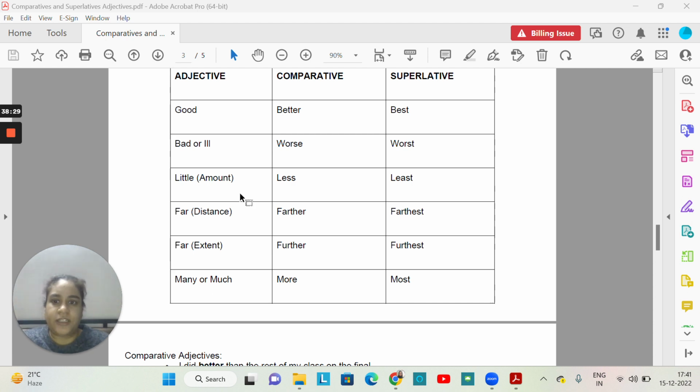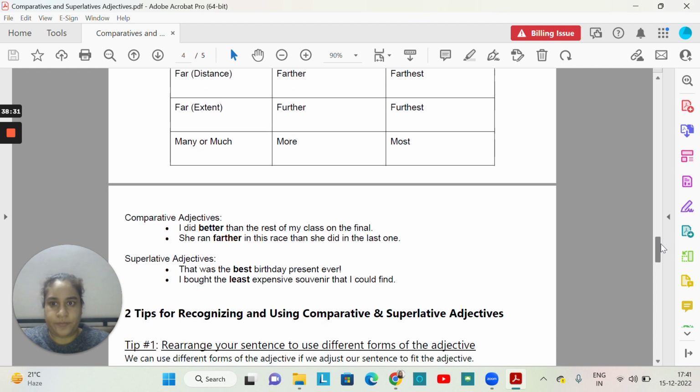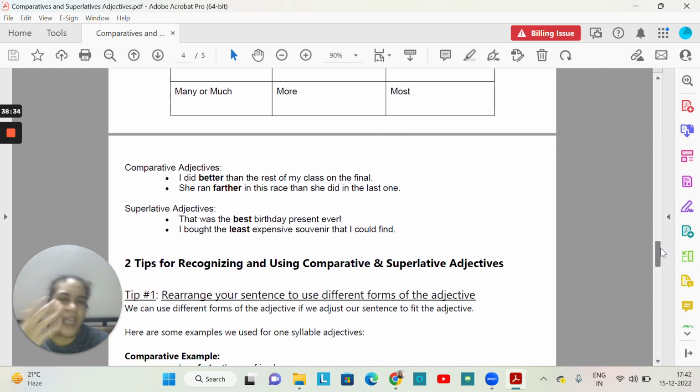If you have an adjective which is many or much, the comparative and superlative is the same: more for comparative, most for superlative. Irregular adjectives are just like irregular verbs, guys. These are exceptions. You just have to learn them. We don't know why they are like that or why they were created like that. We just know we have to learn them like this. Right? Let's look at some examples.